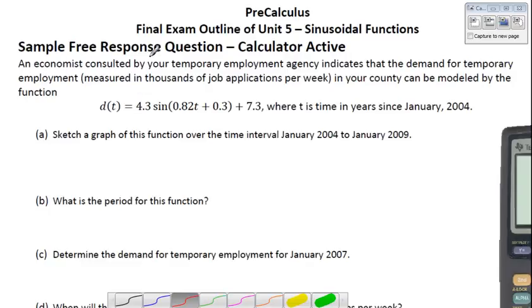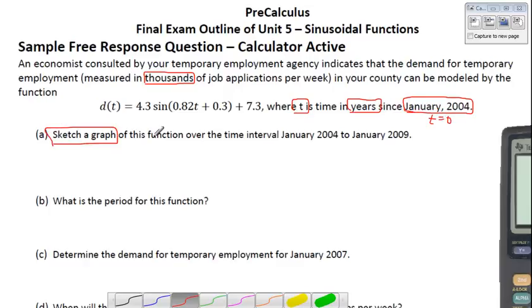An economist consulted by your temporary employment agency indicates that the demand for temporary employment, measured in thousands of job applications per week in your county, can be modeled by the function d of t equals blah blah blah blah blah, where t is time in years since January 2004. So that's important. It's in years since or after January 2004. So this is time t equals 0.